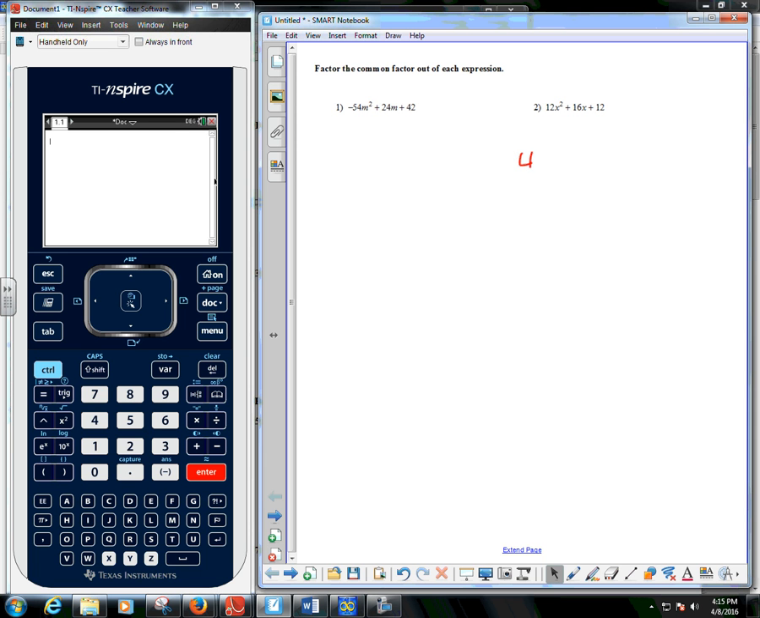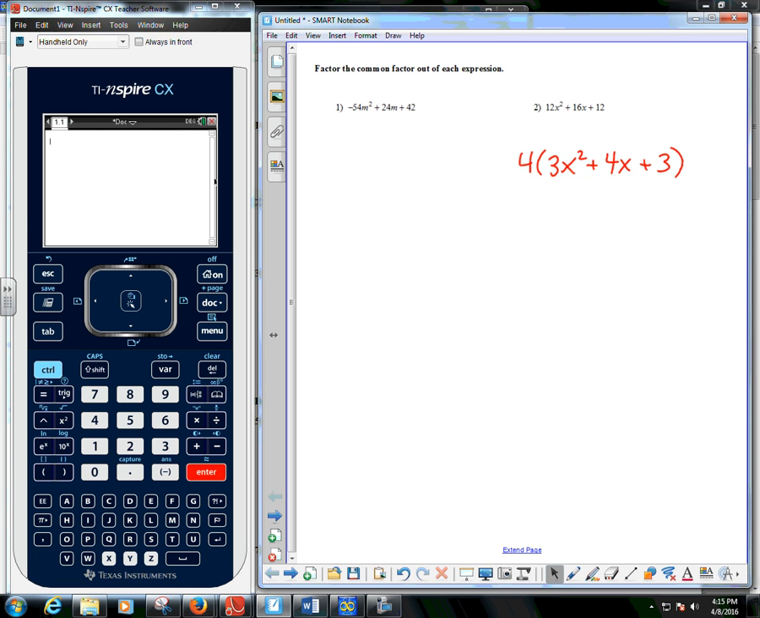So I'm going to bring a 4 out front, and I'm going to say 4 times what? 4 times 3x squared gives me 12x squared. 4 times 4x gives me 16x, and 4 times 3 gives me 12.